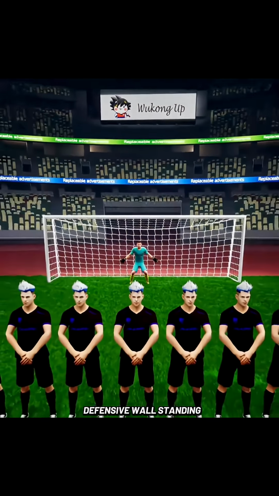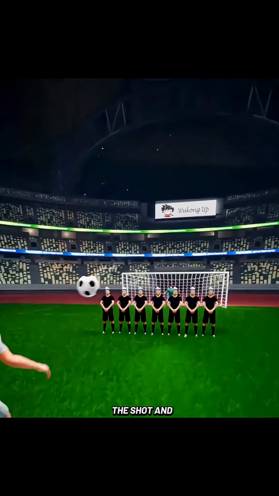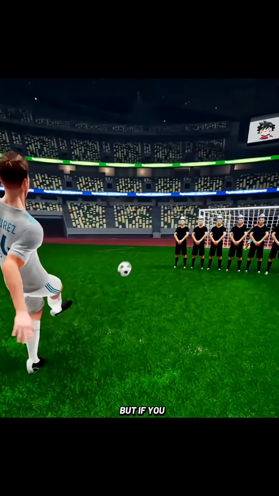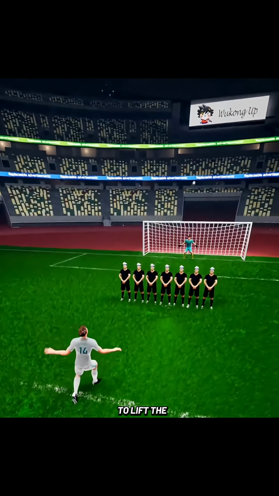This is a defensive wall standing in front of the goal. If you blast the ball straight at it, the wall blocks the shot and the ball bounces away. But if you shoot from the side, the ball simply flies wide of the goal. So you decide to lift the ball over the wall.